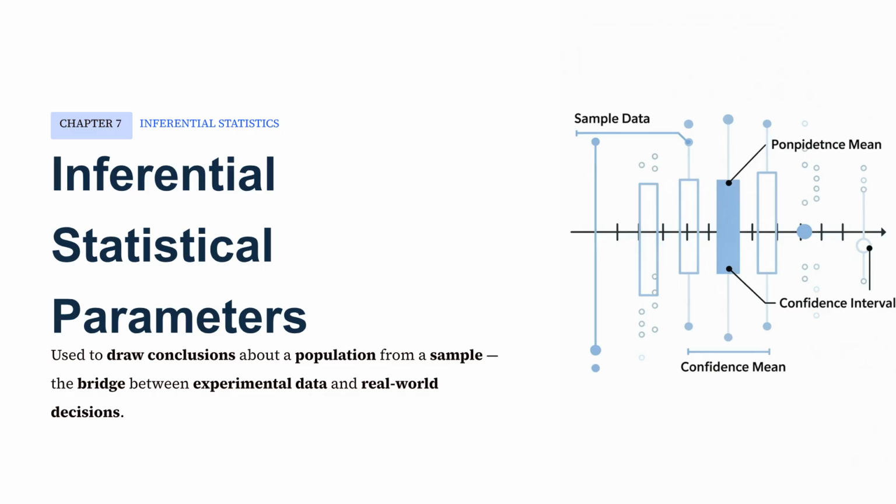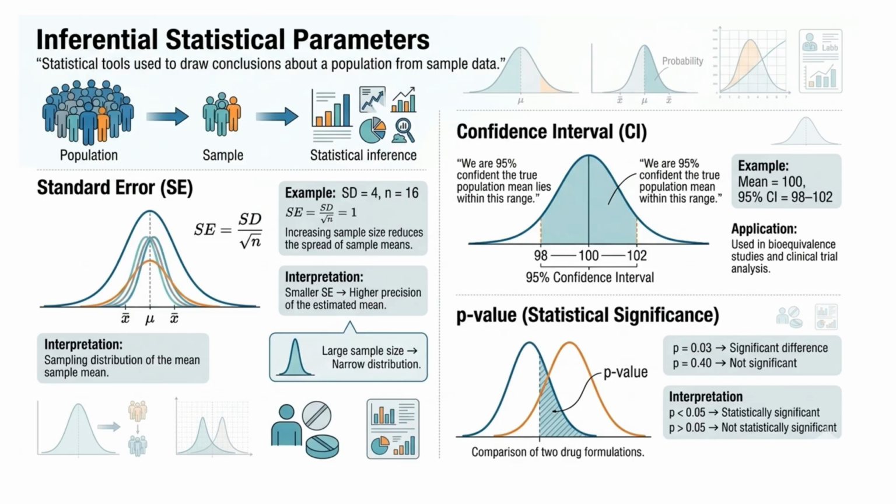Chapter 7 focuses on inferential statistical parameters. These are used to draw conclusions about a population from a sample, acting as the bridge between experimental data and real-world decisions. Inferential statistics parameters include the standard error, confidence interval, and p-value. These measures quantify the reliability of results, enabling evidence-based decision-making in pharmaceutical development.